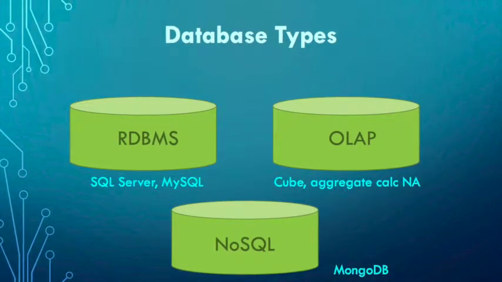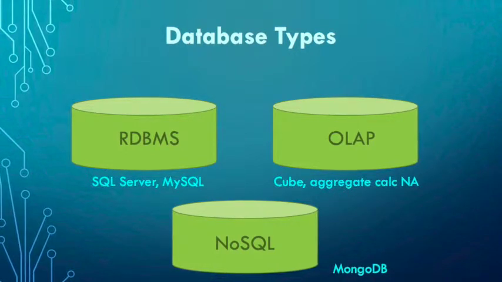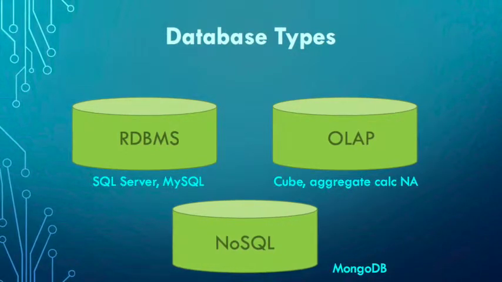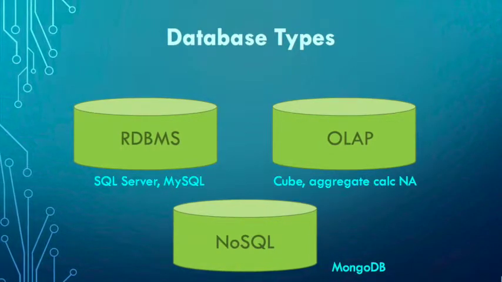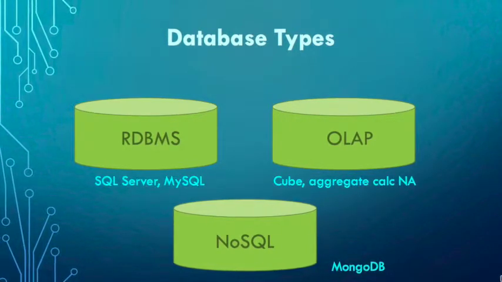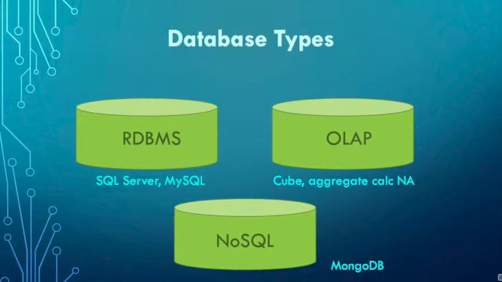Also, there's OLAP. OLAP is cube action and dimensional analysis. The drawback of OLAP is that aggregate calculations, for example summations and averaging, are not available until it's connected to a relational database.